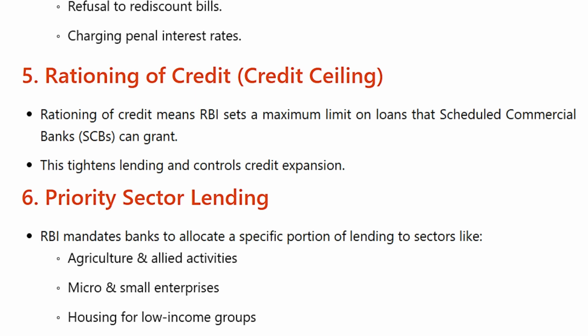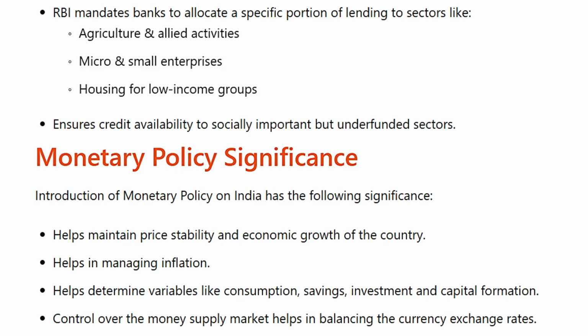5. Rationing of credit, credit ceiling. Rationing of credit means RBI sets a maximum limit on loans that scheduled commercial banks, SCBs, can grant. This tightens lending and controls credit expansion. 6. Priority sector lending. RBI mandates banks to allocate a specific portion of lending to sectors like agriculture and allied activities, micro and small enterprises, housing for low-income groups. Ensures credit availability to socially important but underfunded sectors.